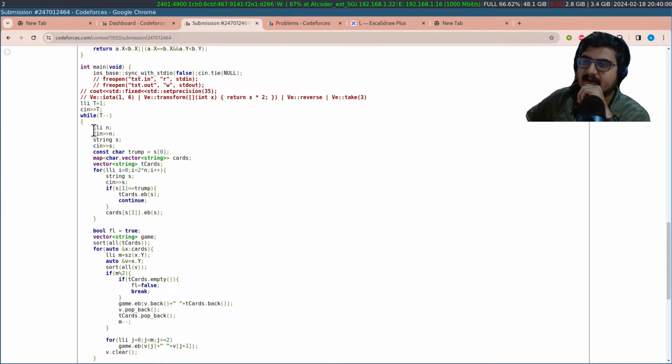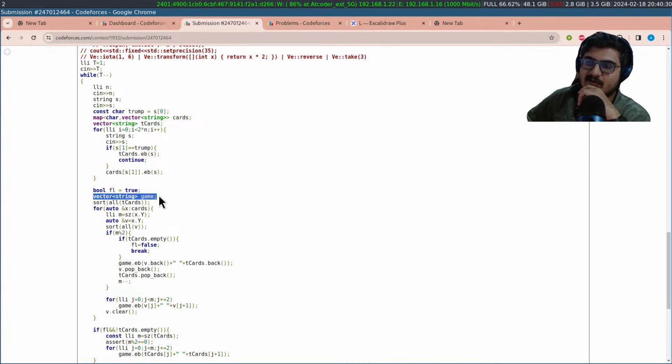So I take the number of cards as input and the trump card. Because this S is of only one character, I mark the trump card as a character C. Now I am maintaining a map where the first character denotes the suit and all the cards I have in this suit, and I maintain a separate vector for the trump cards. I read everything, I read the type of card. If the type of card is trump card, I push it into the trump card set. Otherwise I put it into the map based on its rank.